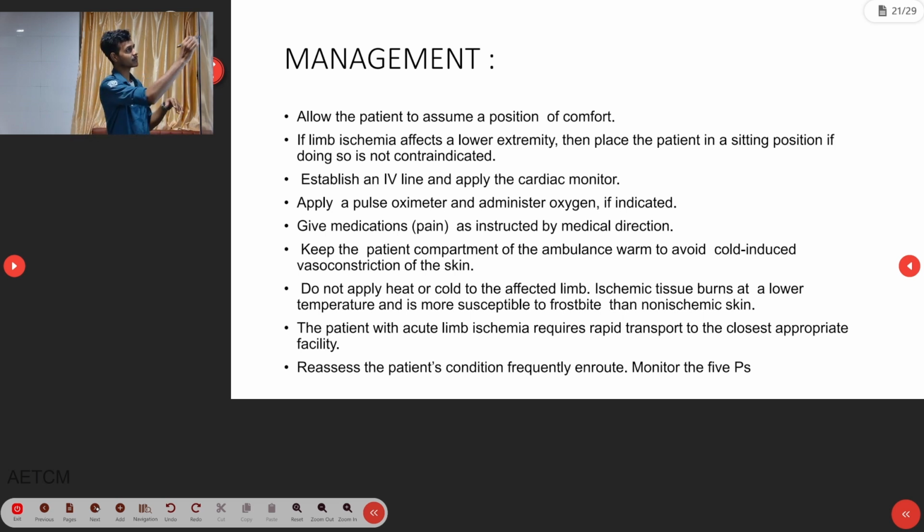With the same set of management here, we can go for pain management based on your local protocol, and then the patient compartment in our ambulance crew.